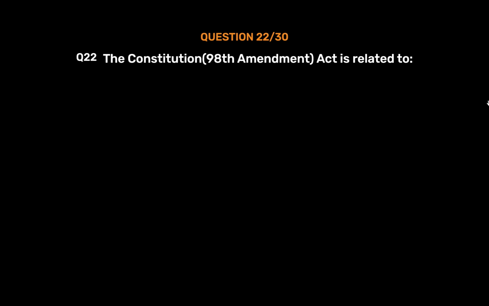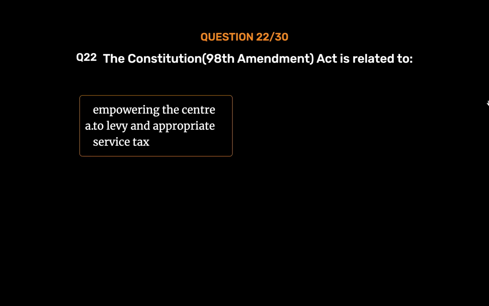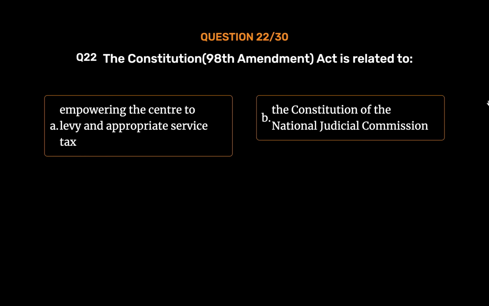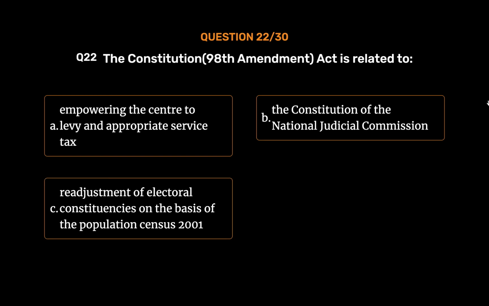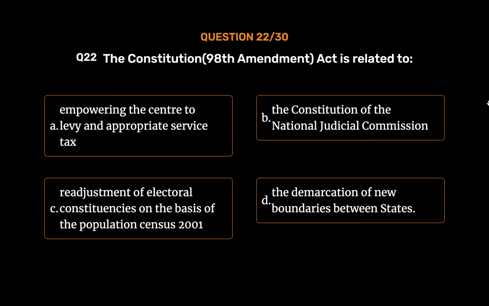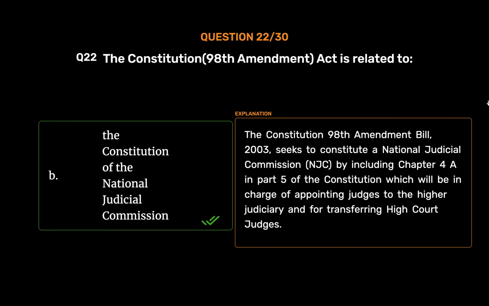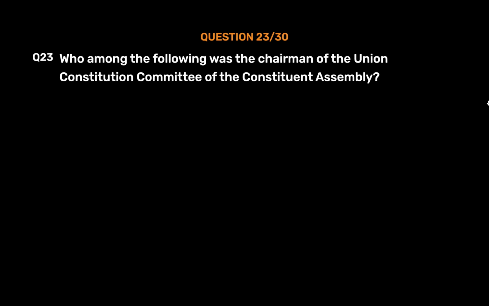Question number 22. The Constitution 98th Amendment Act is related to Option A. Empowering the centre to levy an appropriate service tax. Option B. The Constitution of the National Judicial Commission. Option C. Readjustment of electoral constituencies on the basis of the population census 2001. Option D. The demarcation of new boundaries between states. The correct answer is Option B. The Constitution of the National Judicial Commission. The Constitution 98th Amendment Bill, 2003, seeks to constitute a National Judicial Commission, NJC, by including Chapter 4A in Part 5 of the Constitution, which will be in charge of appointing judges to the higher judiciary and for transferring High Court judges. Question number 23.